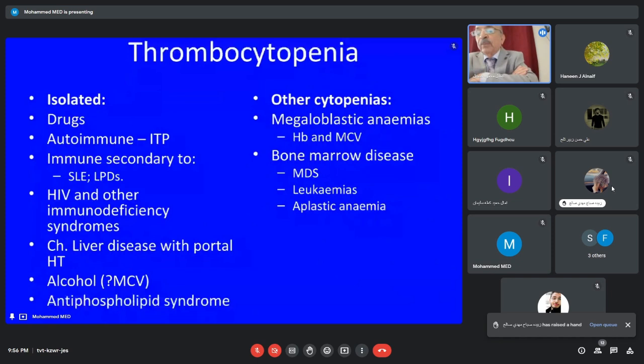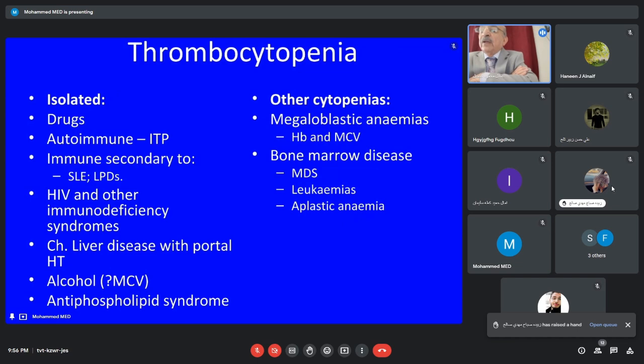with alcoholism. Alcohol is a direct toxic drug to the bone marrow. And as you know, the platelet has a short survival, 5 to 7 days. That's why the first component of the bone marrow to be affected is the platelets. And when the patient abstains, stops drinking alcohol, within a week the platelet count will go back to normal.